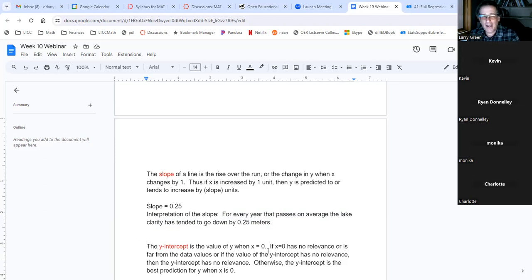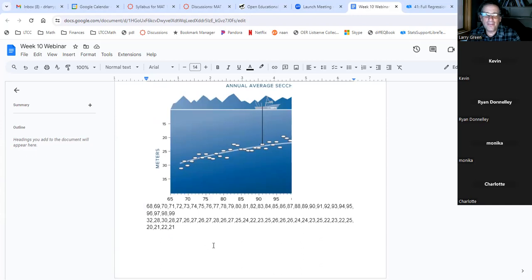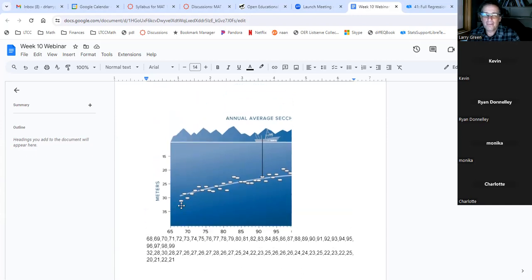Okay, let's look at the y-intercept. Okay, the first thing, the y-intercept, hopefully you remember, mathematically, that's the value of y when x is 0. Do you remember that? So that's what y-intercept means. It means plug in 0 for x, get y. Okay, on the other hand, 0 for x is the year 1900. If you look at our data values, do we have any data value anywhere in the vicinity of the year 1900? No. They didn't start measuring lake clarity until 1967.